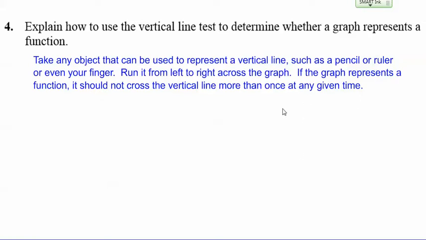Some people just said draw a vertical line, and I circled the word A because it's not about drawing a vertical line, it's drawing every possible vertical line. So we don't actually draw it. What we do is use an object or just even our imagination and run it across the graph.